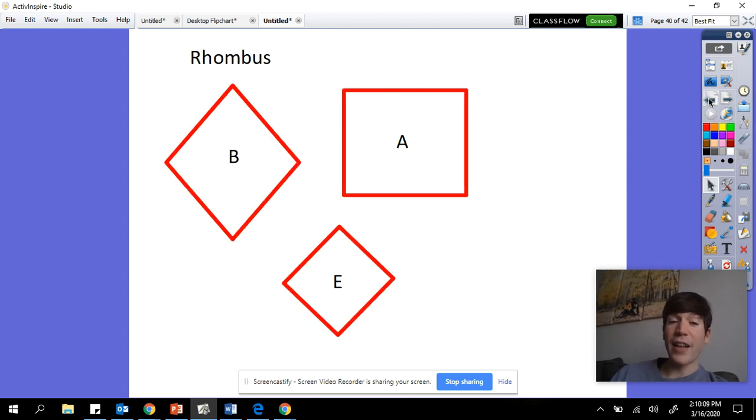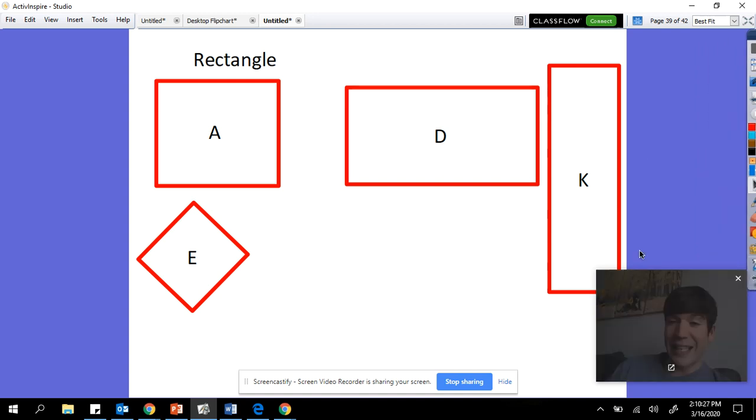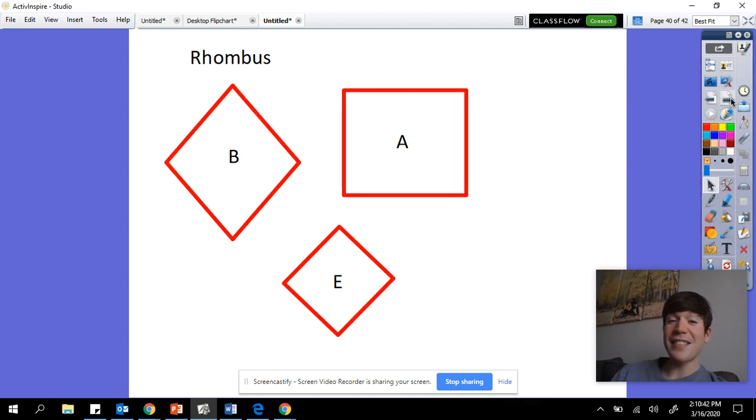Now, if I said that every square is a rectangle, that would be very true because a square has to be a rectangle. If I said that every rectangle is a square, that would be false because you'll notice here I have multiple rectangles, D and K, that don't have four equal sides, four congruent sides, so they're not squares. So it is true that some rectangles are squares, but only if they're squares, which is kind of confusing. And the same thing works with rhombuses as well.